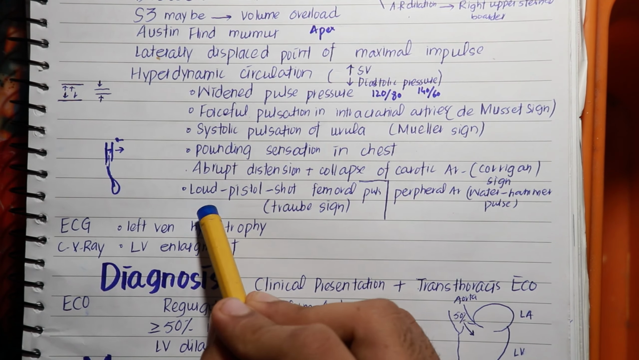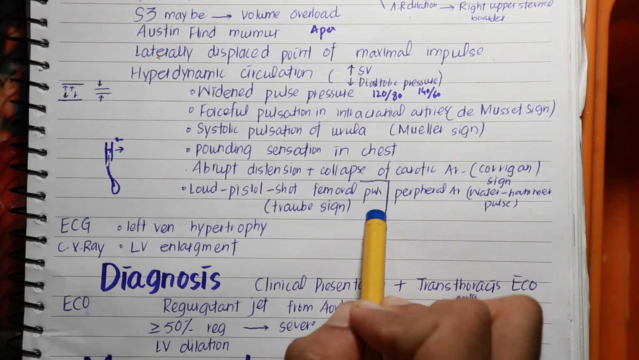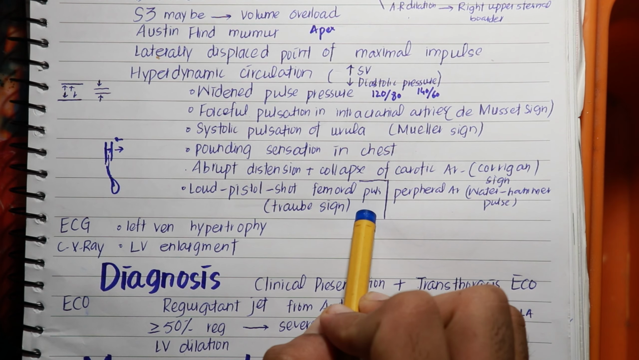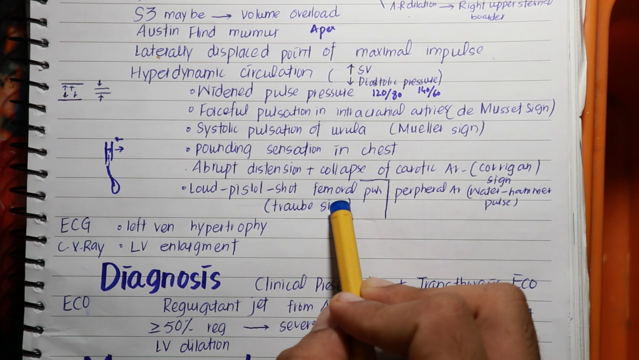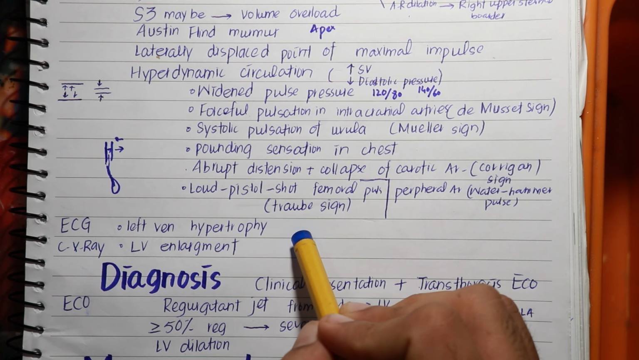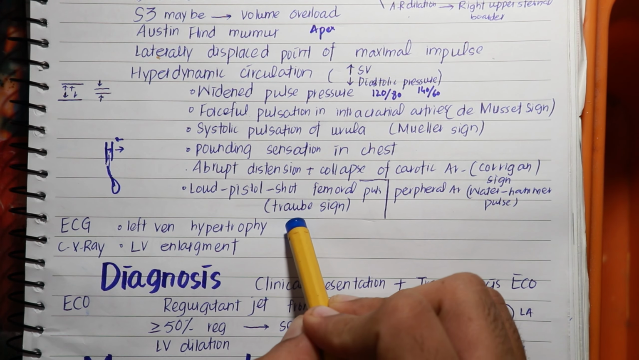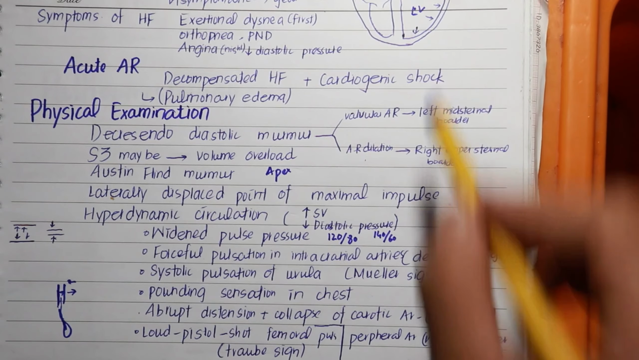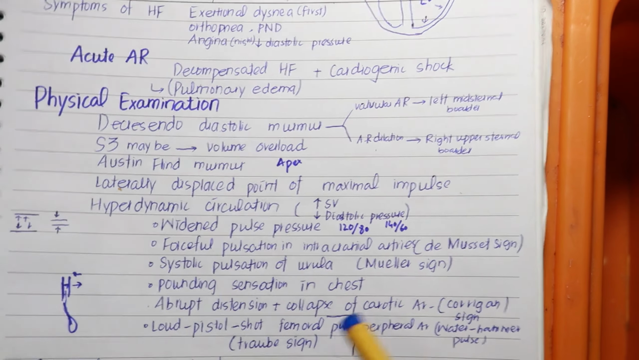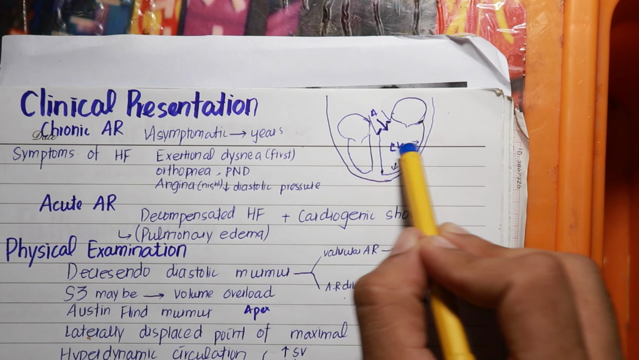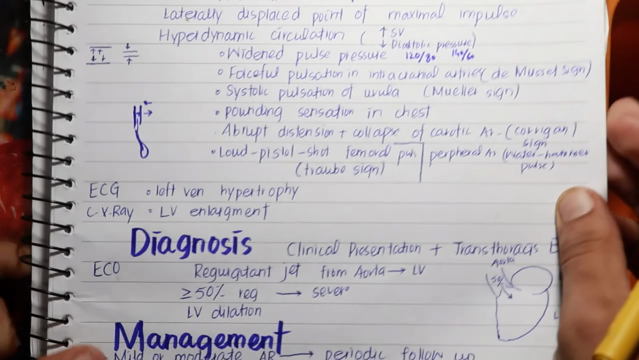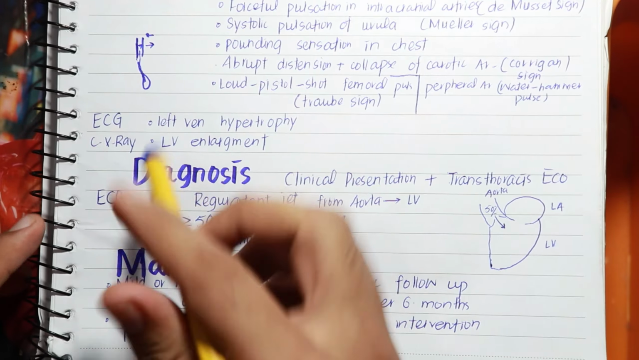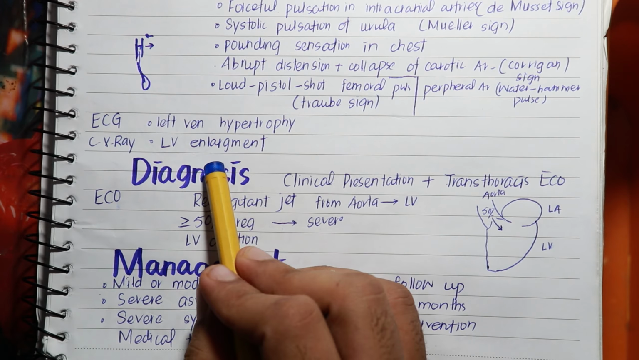You will also find a loud pistol shot femoral pulse. When you put your stethoscope on the femoral artery, you will hear a sound like a pistol shot. This is called Traube sign. On ECG, you will find left ventricular hypertrophy, as the left ventricle has hypertrophied. Why? Because there is volume overload. So you will find this sign on ECG. On chest X-ray, you will find left ventricular enlargement.